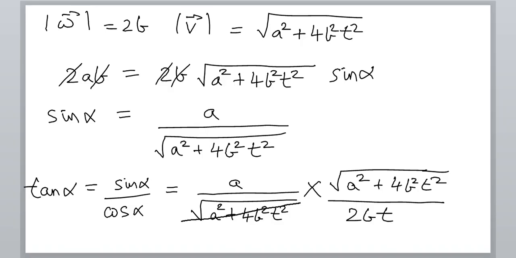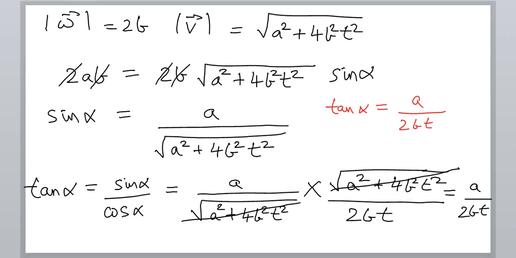Now we know that this whole term will cancel out with this whole term, so we'll just be left with a divided by 2bt. So this is the value of tan alpha. I can write it over here. Let me change the color. Tan alpha is equal to a divided by 2bt. So alpha will just be the tan inverse of a divided by 2bt. So this is the answer.